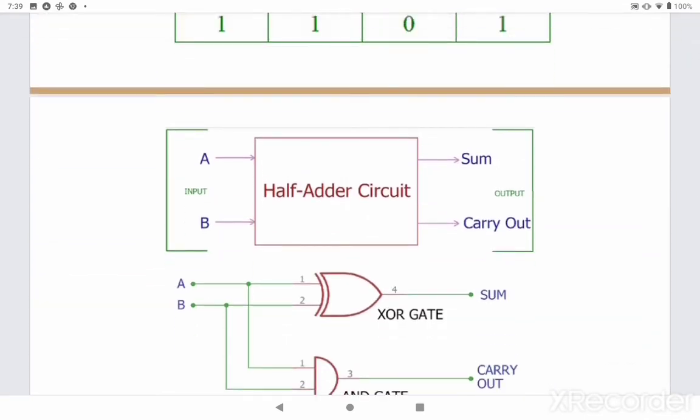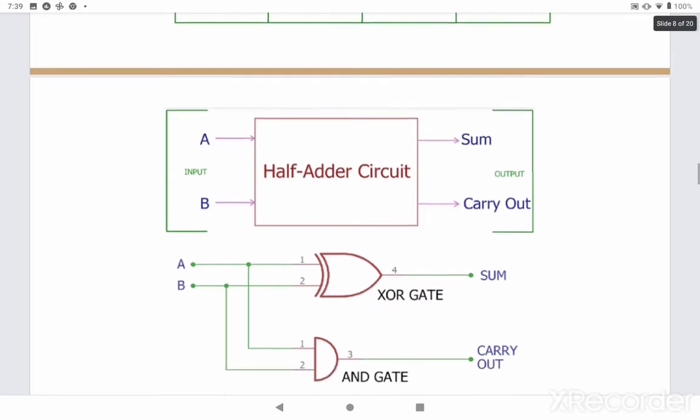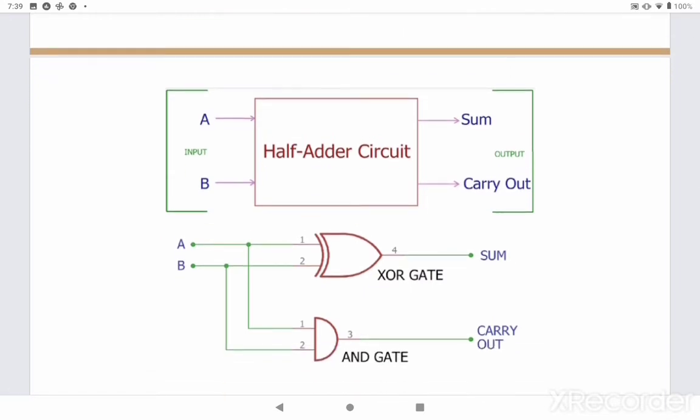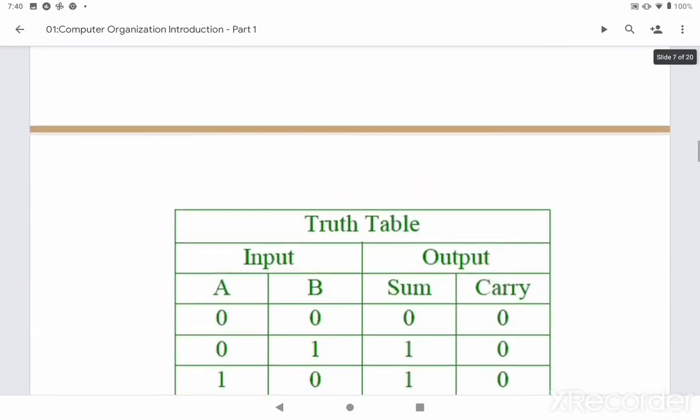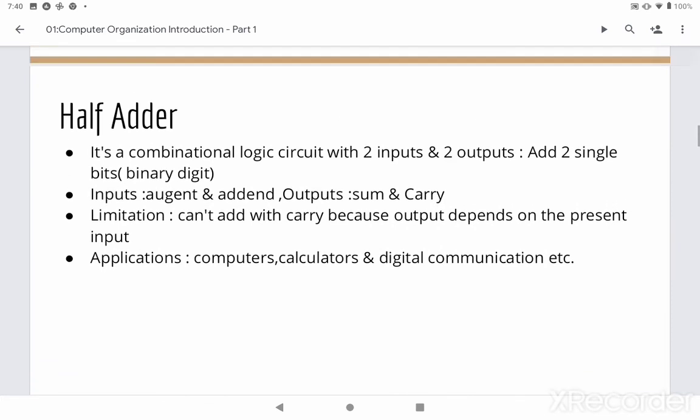This is a diagram for half adder circuit. A and B, augend and addend, are processed inside this rectangle-shaped diagram, and after that you will get an output. Not only one, you can get two outputs here. One stands for sum and the other one stands for carry out. This is the procedure.